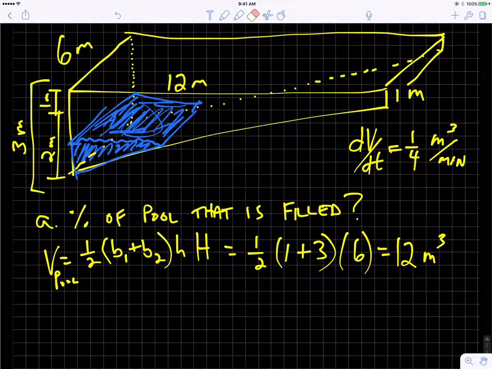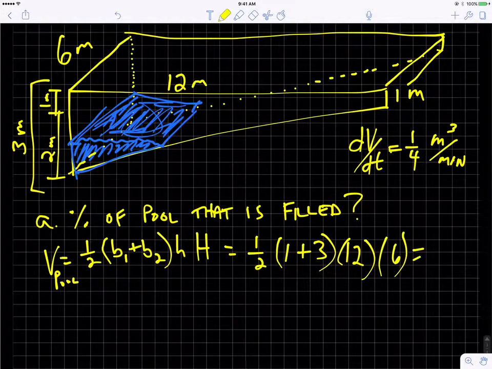We need also the height of the trapezoid. Sorry, forgot that height of the trapezoid. So the height of the trapezoid is 12 meters, and then times the height of the prism, which is 6 meters. So that is 1/2 times 4 times 12 times 6, which is 144 cubic meters. That's the volume of the pool.